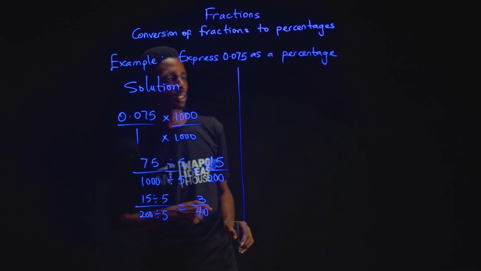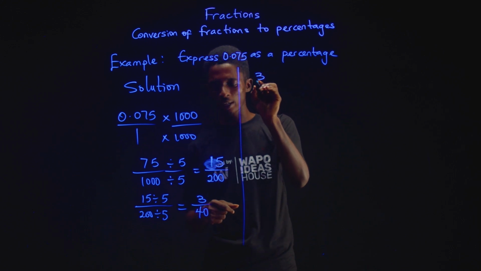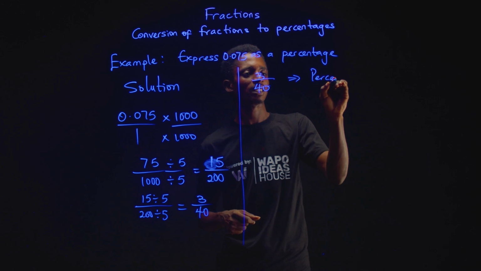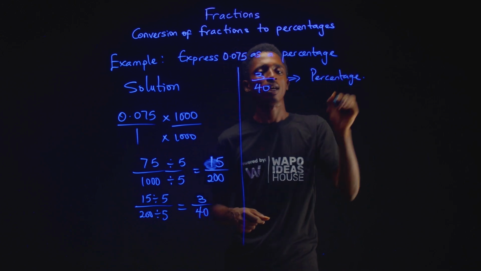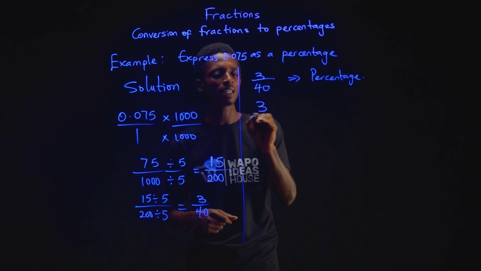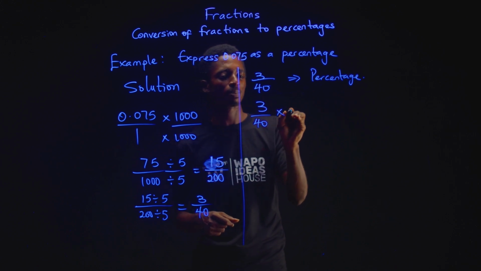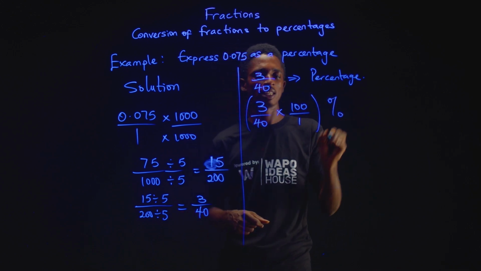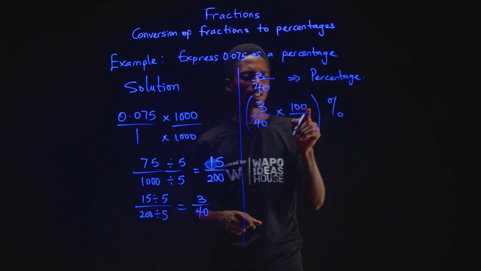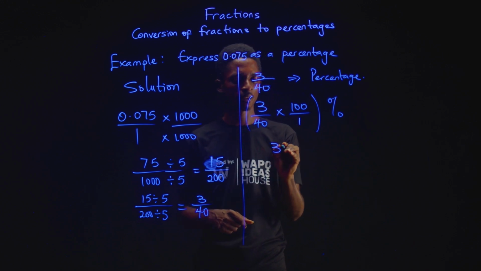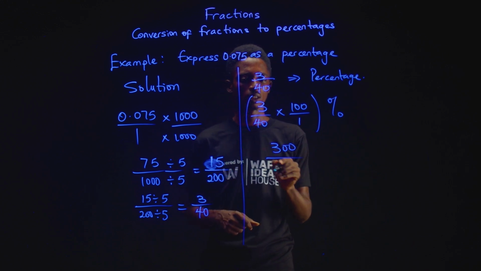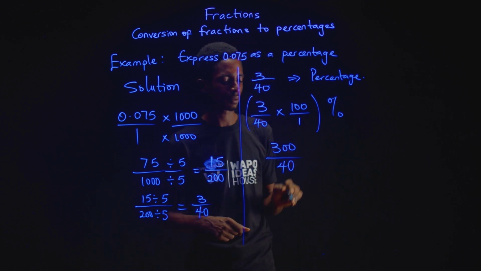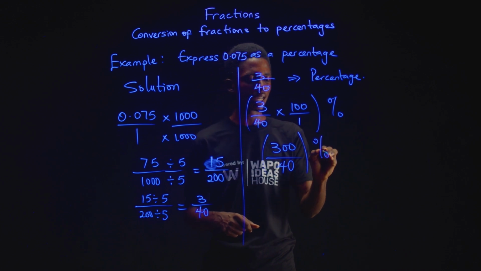Now there's no other factor I can use to divide this, so I can then go on to convert this straight to percentage. So I'll have 3 over 40 to percentage. And to do this, I just write 3 over 40 multiplied by 100 over 1. And this will be in percent. 3 times 100 will give me 300. 40 times 1 will give me 40. This is still in percent.